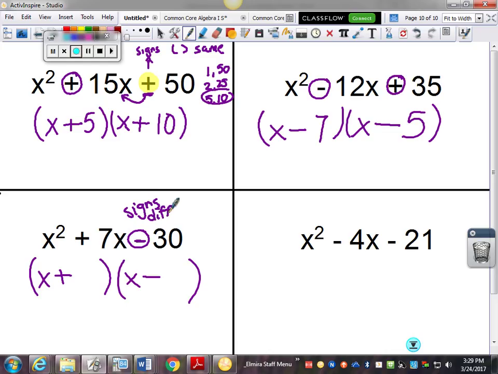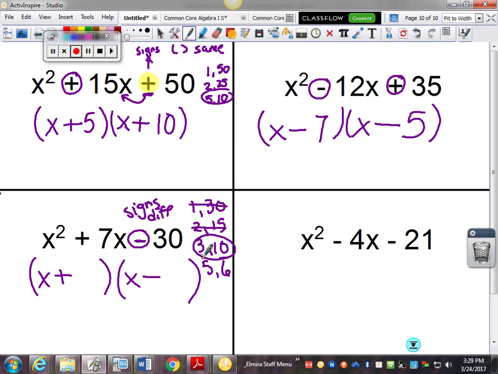Okay, so now I have to think of numbers that multiply to 30. So 1 times 30, 2 times 15, 3 times 10, and 5 times 6. Now I need two numbers that also subtract to 7. So that subtraction sign tells me signs are different, but it also tells me that I'm subtracting to get the 7. Well, no. 10 and 3 works.